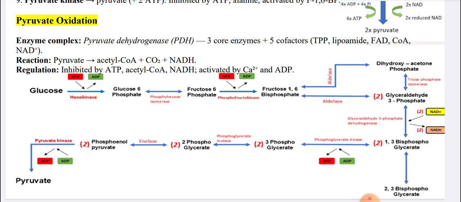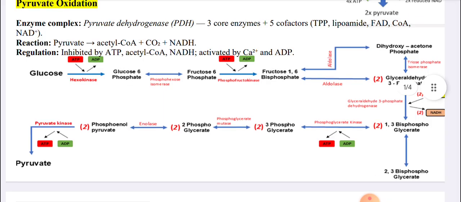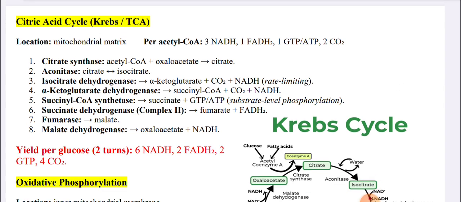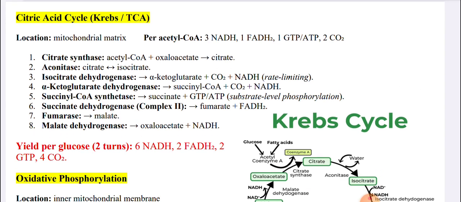Precisely. The goal of the TCA cycle is to finish the job started by glycolysis and PDH, to completely oxidize those last two carbons from the acetyl-CoA, stripping away all their remaining high-energy electrons. We load those electrons onto more NADH and another carrier called FADH2, and we release the final carbons as CO2.